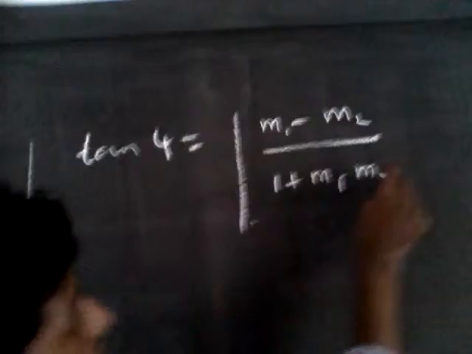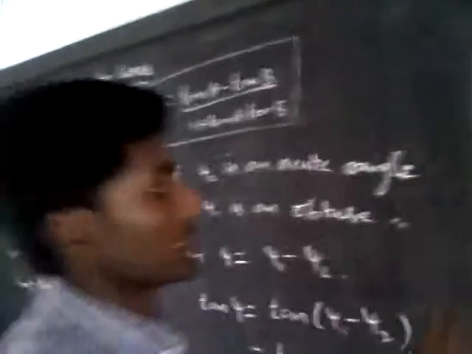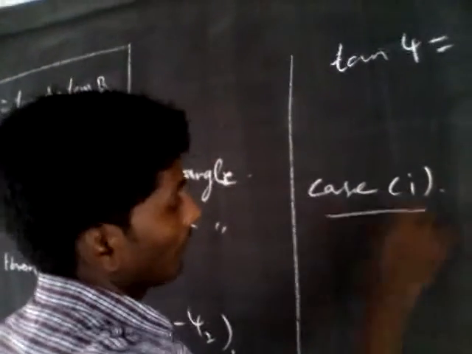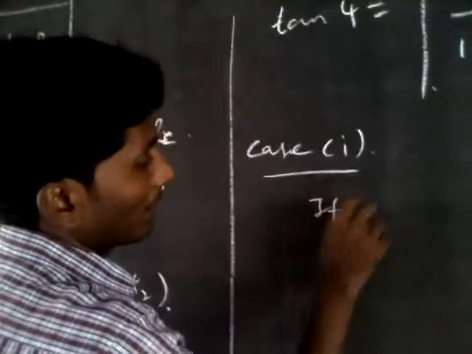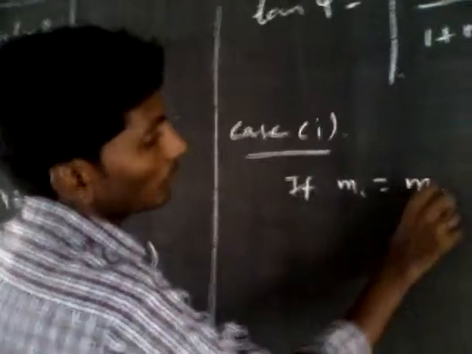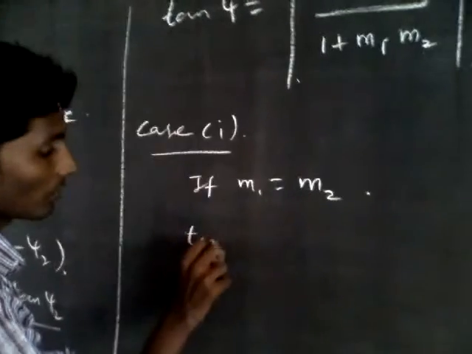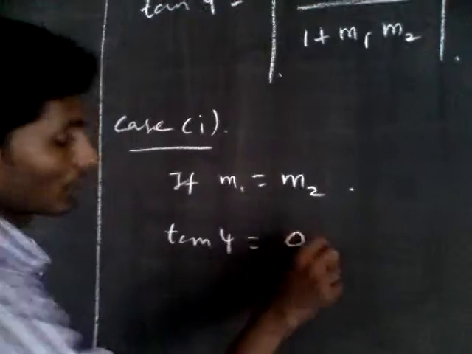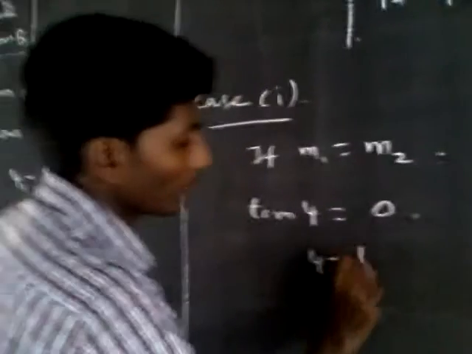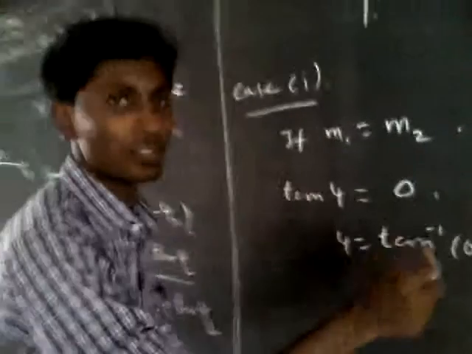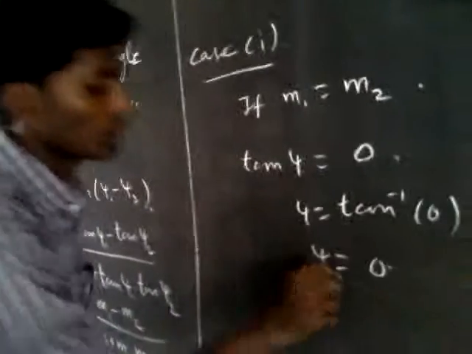Now we will discuss the two cases. Case 1: if m1 is equal to m2, then the numerator is 0. So tan psi is equal to 0. So psi is equal to tan inverse of 0. Tan inverse of 0 is equal to 0. So these two curves just touch.